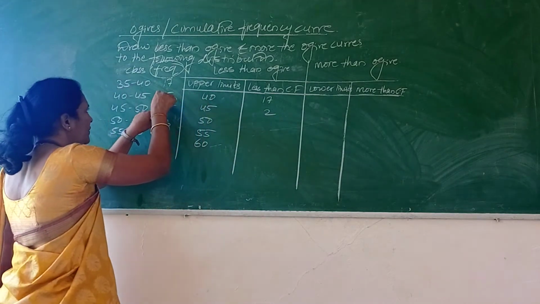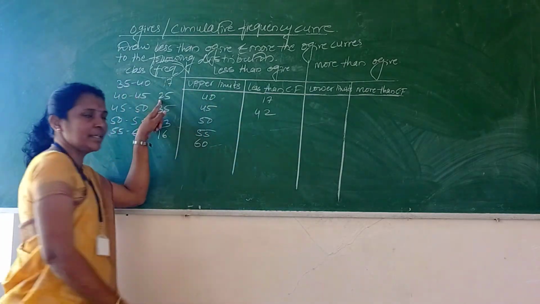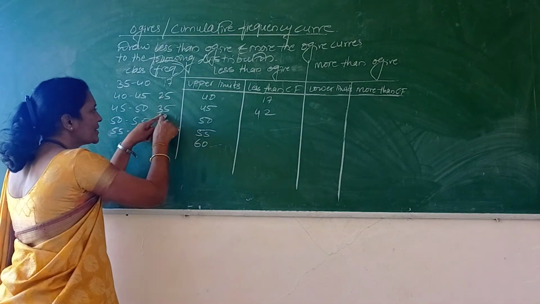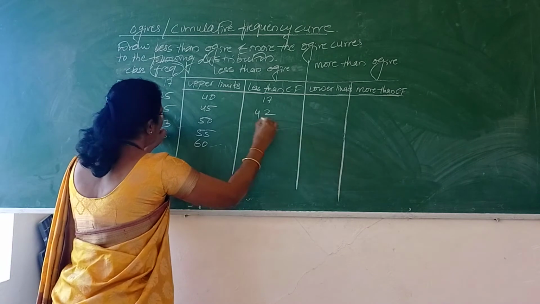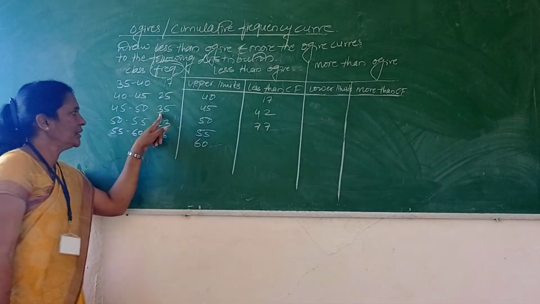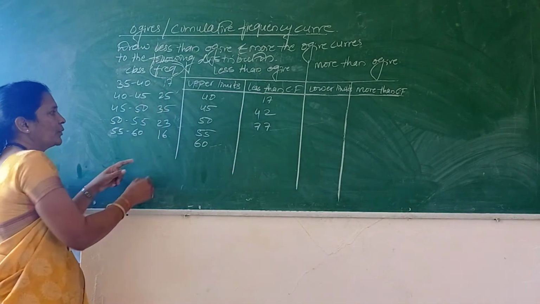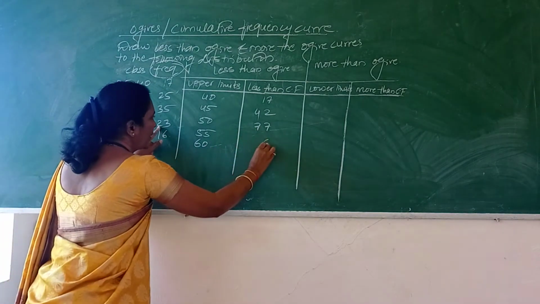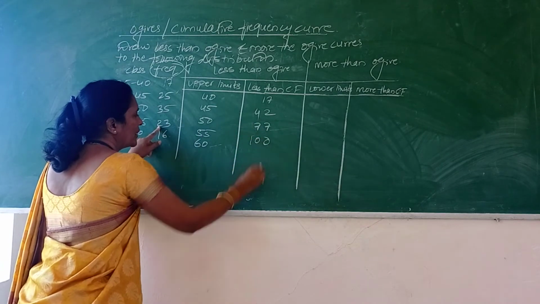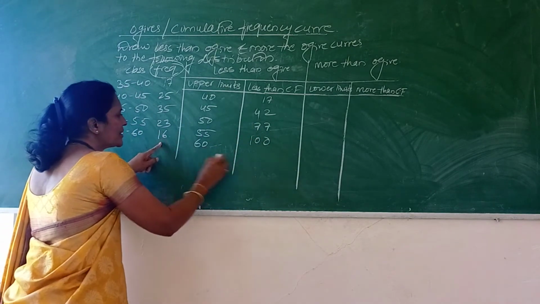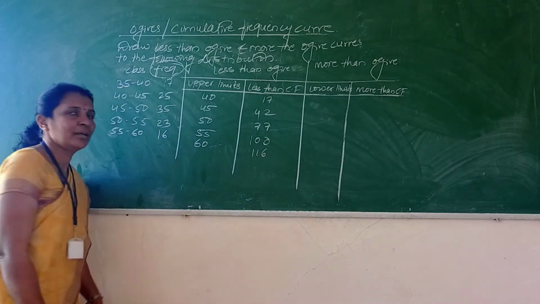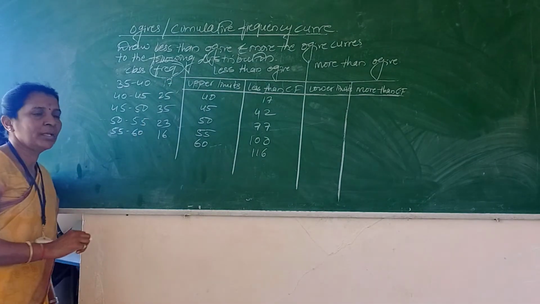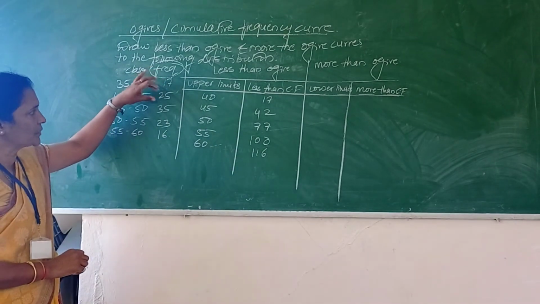17 plus 25, it is 42. Then 42 plus 35, that is 77. You want that to add on. Then 77 plus 23 is 100. Then 100 plus 16 is 160, the less than cumulative frequency. So you go on adding the figures.